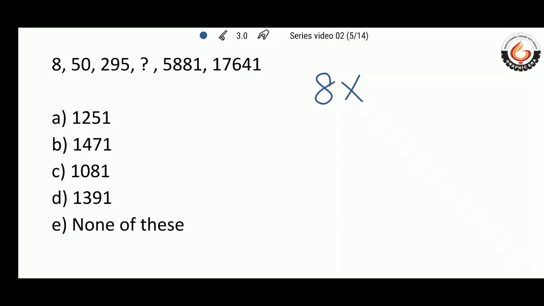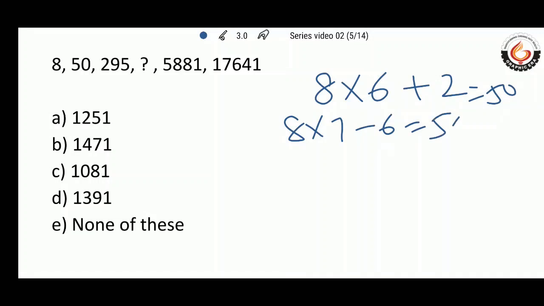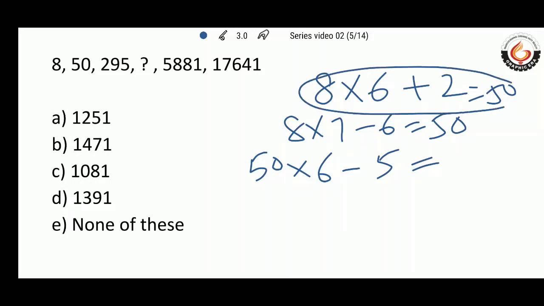Like there are two possible cases. 8 into 6 plus 2 or 8 into 7 minus 6. This is also 50 and this is also 50. And after this it will be 50 into 6 nearly and minus 5. Now you could see that there are two operations going on. One is multiplication and another is addition, subtraction also. So what I think is that this will not satisfy because there is no pattern going on.